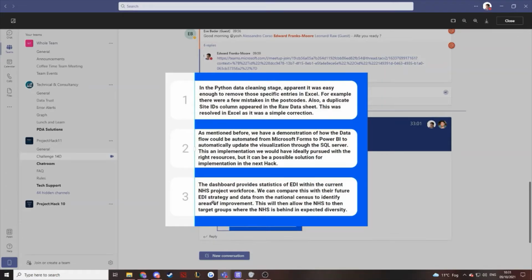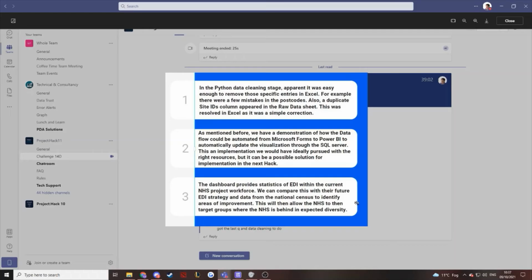And for the second question regarding how we'd set up a pipeline to automate this process, as mentioned before in the data modeling step, we do have a conceptualization of how the data flow could be automated from Microsoft Forms to Power BI to automatically update the visualization through the SQL server. This is an implementation we would have ideally pursued had we had the right resources, but it can be a possible solution for implementation in the next hack.